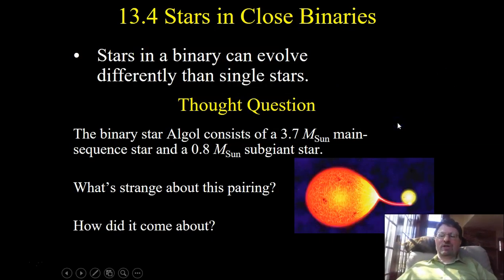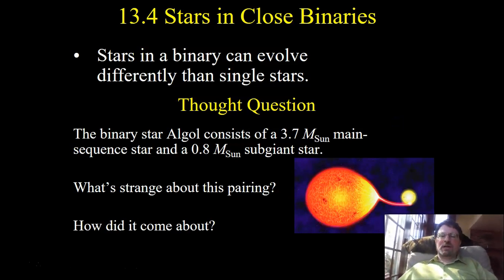Now, the last section of chapter 13 is on binary star systems. Single star evolution is understood extraordinarily well. Binary star evolution is trickier because you can have interactions between the stars, especially in close binary systems. And so here's a thought question for you.